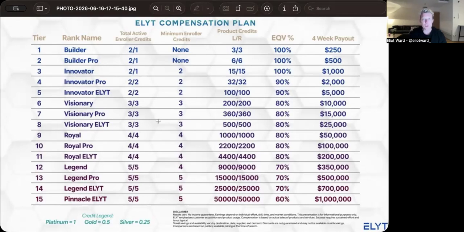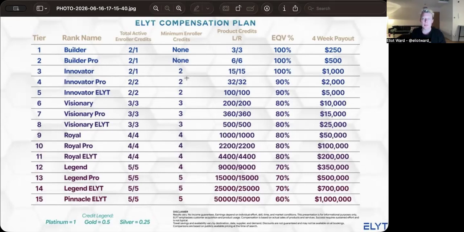I do want to remind you the minimum enroller credits here mean customer only. When you get to tier three, you must have a minimum of two active customer only credits, meaning they can't be on the bundle plan or with an affiliate plan. It must be customer only.